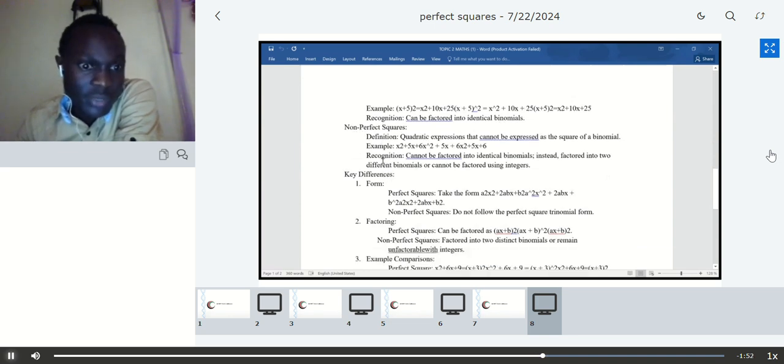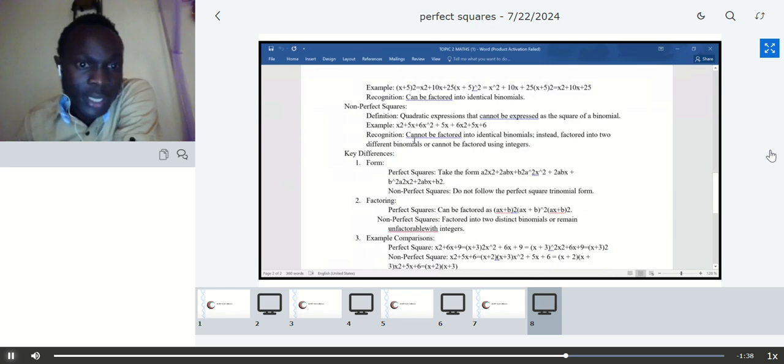Non-perfect squares are quadratic expressions that cannot be expressed as the square of a binomial. Example: x squared plus 5x plus 6. It cannot be factored into identical binomials; instead it is factored into two different binomials, or cannot be factored using integers.